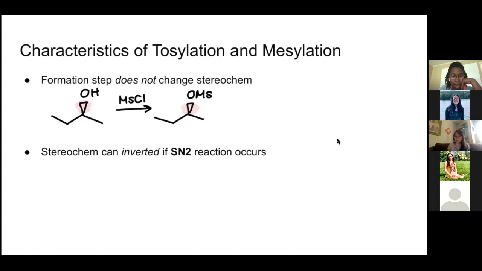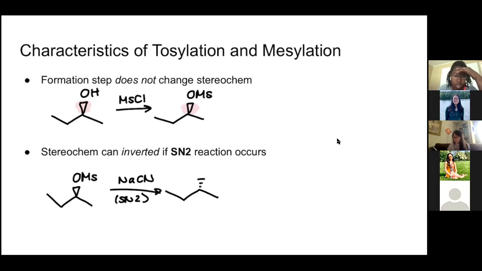If, for example, you were to then do an SN2 reaction, then of course you can get a change in stereochemistry. Let me just show you that. Let's say we had OMs, say we had the same guy as before. Let's add NaCN. Remember, NaCN is going to be good for SN2 reactions. In that case, you would go from being on a wedge to being on a dash. Remember, that is going to be inversion of stereochemistry. But the tosylation or mesylation itself does not invert stereochemistry. It always keeps the same stereochemistry.